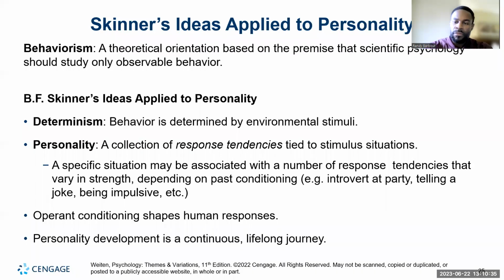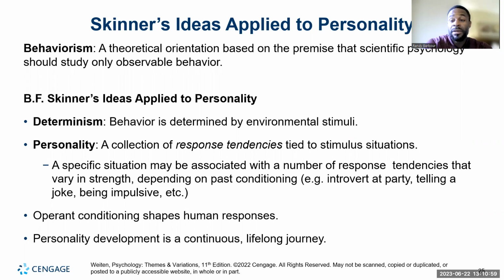Okay. So behaviorism again is that orientation that all scientific psychology should be studied using observable behavior. Right? Anything that we can't observe should not be studied because we can't quantify it. We would have to rely on the individual subjective nature of individuals, okay?